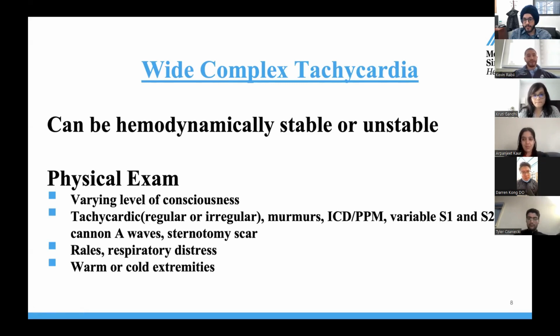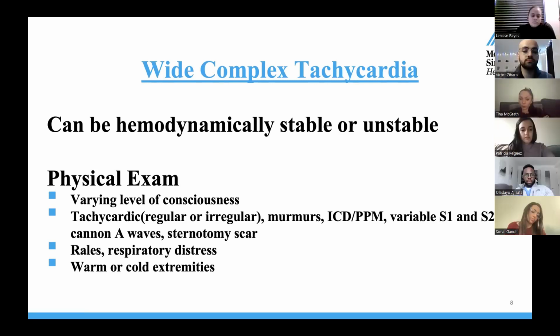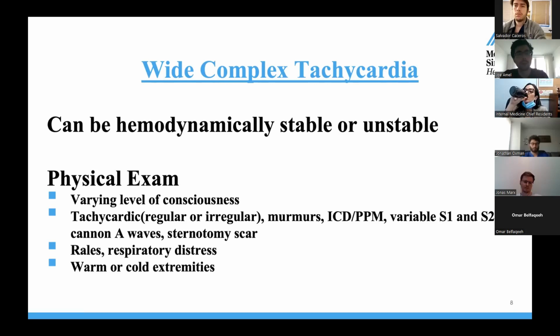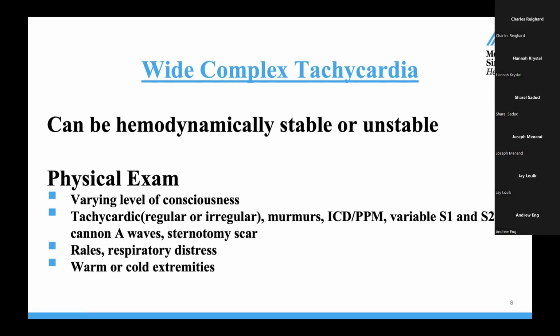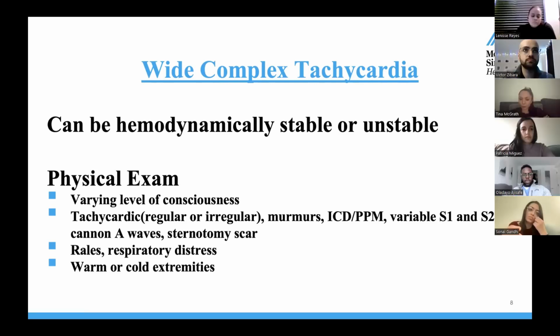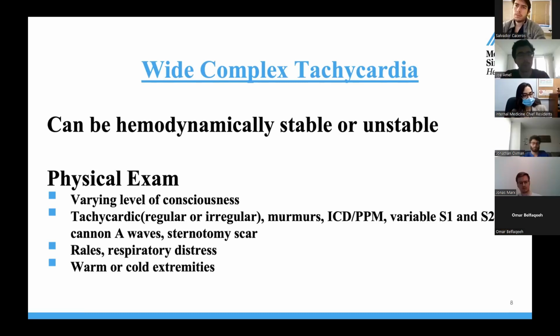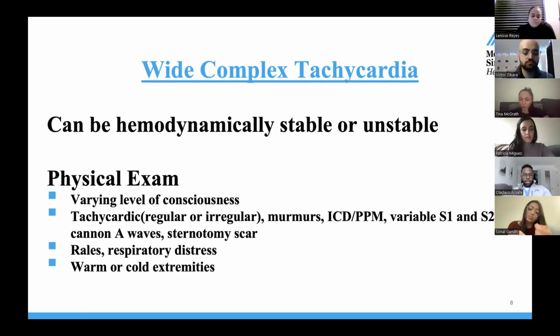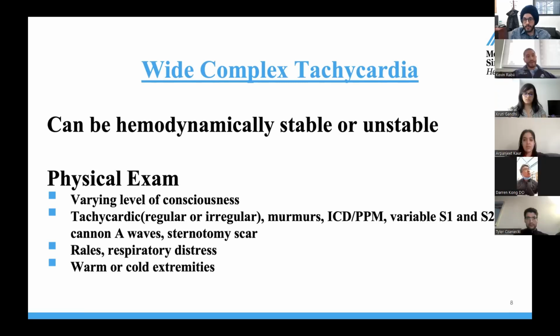And these EKG findings are not always clear cut, especially if you have an alert patient sitting in front of you. In regards to the physical exam, you can see varying levels of consciousness. You could have somnolent patients, they could be obtunded. Your cardiac exam, they're obviously tachycardic, which can be regular or irregular. They may have murmurs. You should always look for evidence of an ICD or pacemaker. You can have a variable S1 or S2, depending on the changes in hemodynamics and flow.